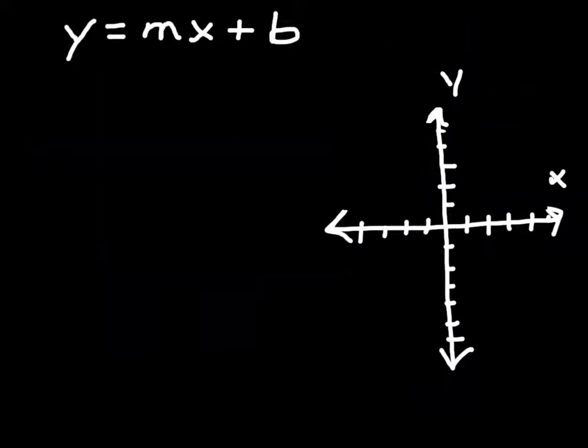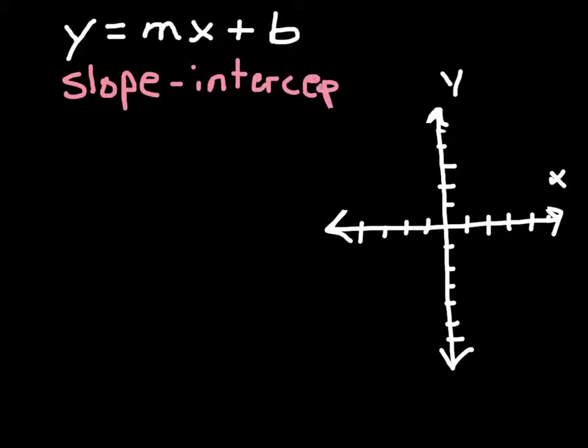So let's take a look at this special form, and this is something you want to make note of. This special form, y equals mx plus b, is called slope intercept form. So let's make sure you label that: slope intercept form. And this form has these characteristics.